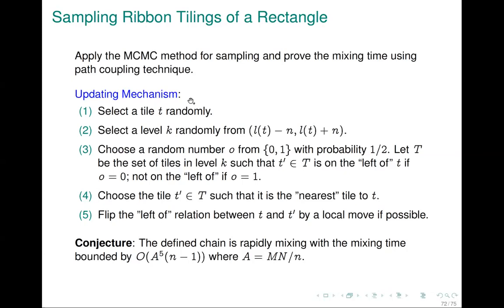The thing is, it's now difficult to show this defined chain will converge to the uniform distribution. The difficulty is showing the mixing time. I don't have time to talk about what mixing time is, but we want it to be rapidly mixing by showing that the time is polynomial in the size of the region. So still a lot of things could be done in this part, but since the time limit, I guess I just stop here.